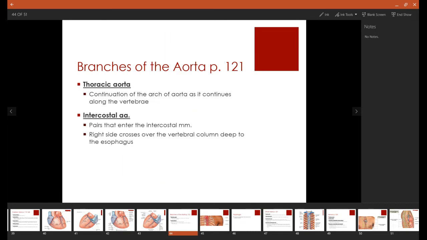After a certain point, the arch of aorta is no longer going to be curving around, but it's only going to be going downward or inferiorly. And we call that the thoracic aorta or the descending thoracic aorta. And then off the back of the thoracic aorta, we have intercostal arteries that come off in pairs and just go to the intercostal spaces.